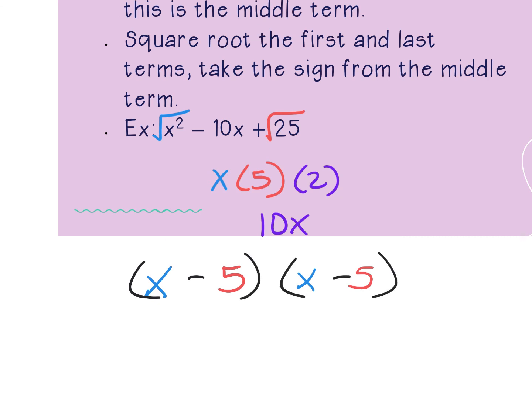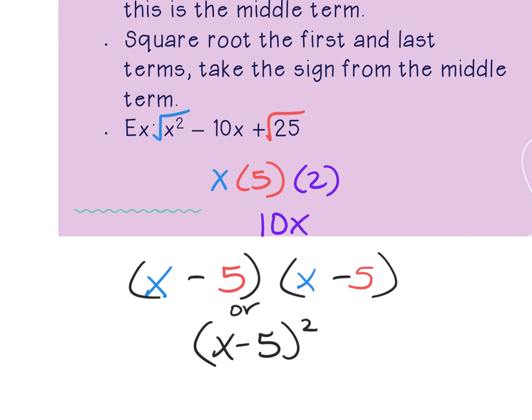This is always going to produce what is called a binomial squared. So you could write your answer either way. So if the given trinomial is a perfect square trinomial, what will result is the same binomial, a binomial squared.